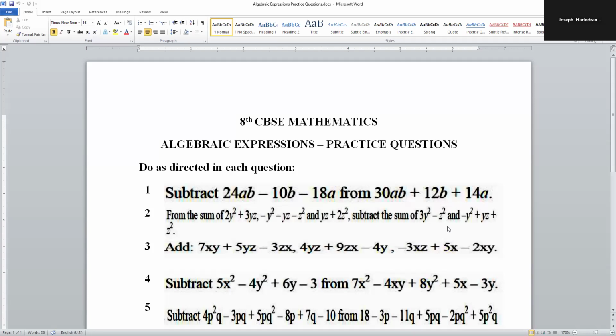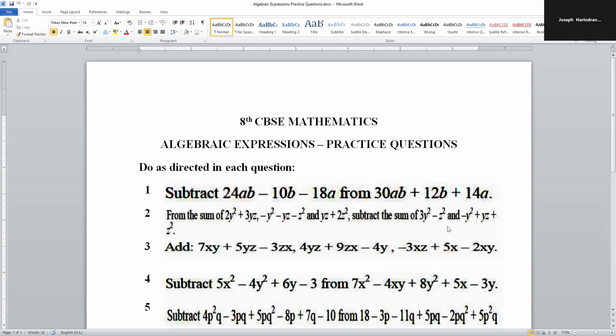Here we are going to present a few practice questions on basic operations on algebraic expressions: addition, subtraction, and multiplication of algebraic expressions. The concepts covered here are monomial and algebraic expression. What is an algebraic expression?